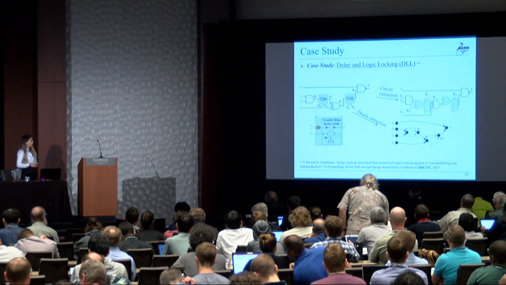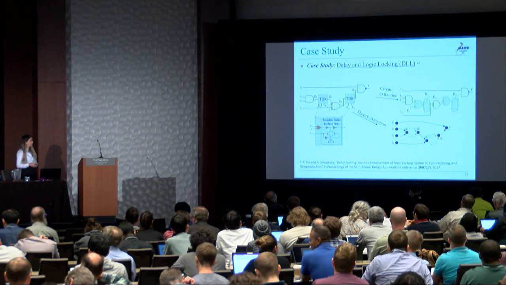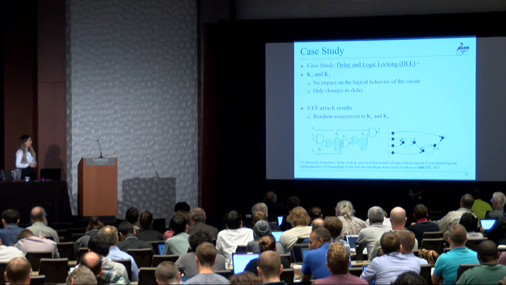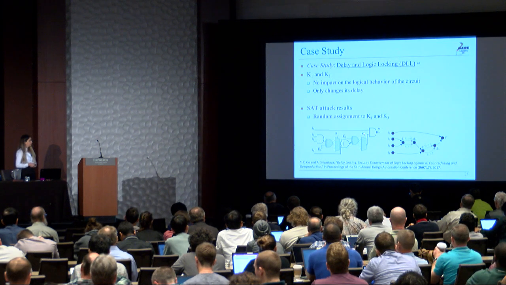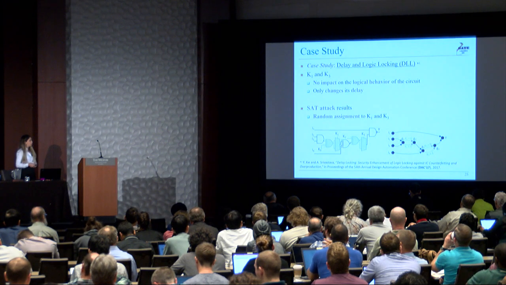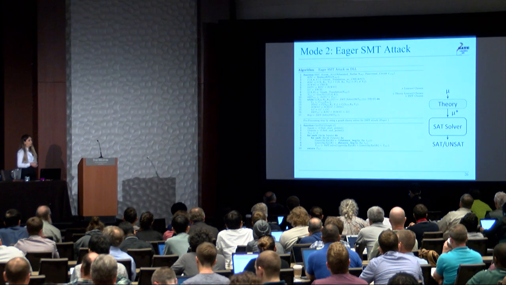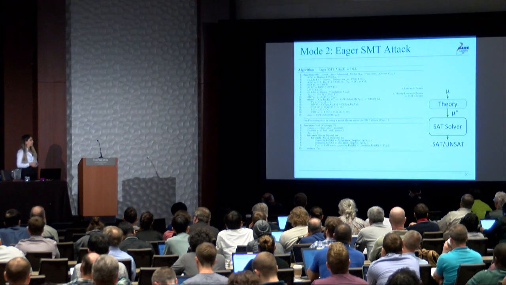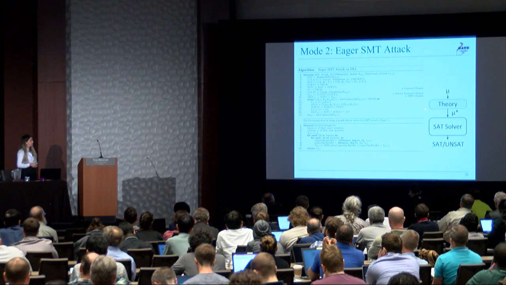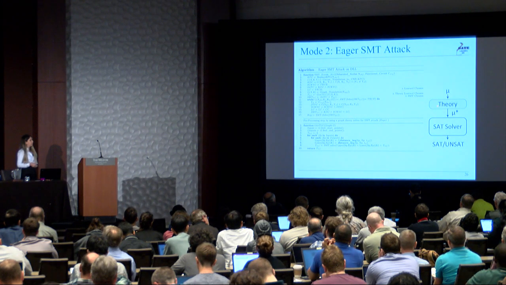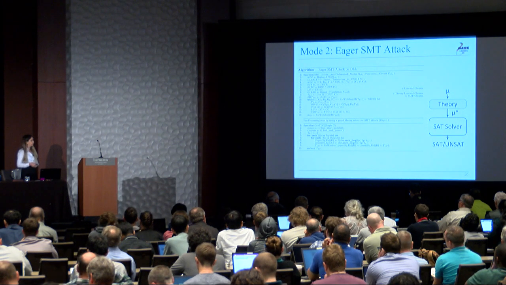It should be noted that the weight of each edge in the graph indicates the delay of that path in the obfuscated netlist. As you can see here, Q1 and Q3 have no impact on the logical properties of the circuit and only change the delay. So the SAT attack results in a random assignment to Q1 and Q3. However, the shortcoming of the SAT attack is remedied in the SMT attack by means of the graph theory solver. This is the algorithm for the eager SMT attack. As I mentioned earlier, in the eager approach, the theory solver works as a preprocessor for the SAT solver to reduce the problem to the SAT problem.